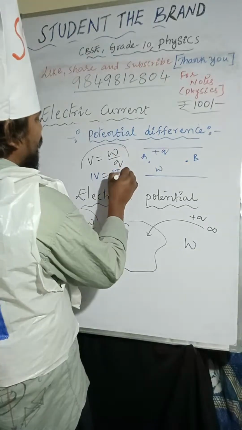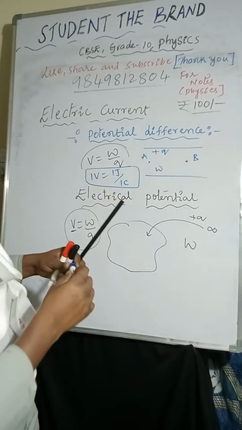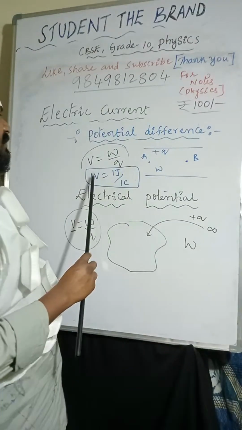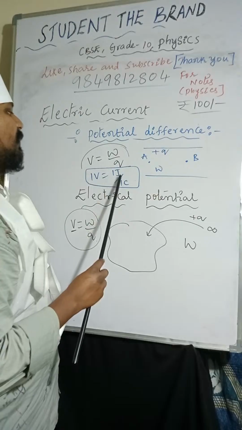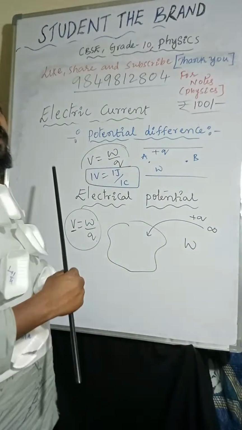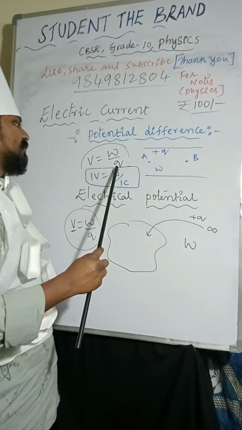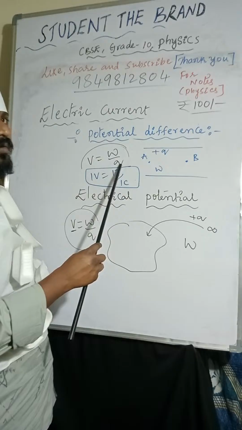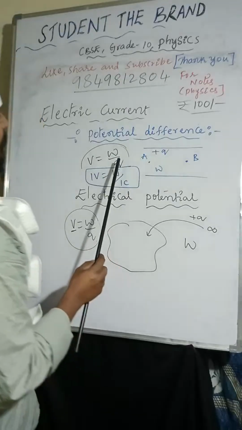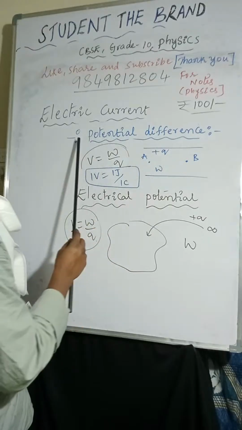SI unit of work is joule. SI unit of charge is coulomb. 1 volt is defined as 1 joule of work done to bring 1 coulomb of charge from one point to another point within the conductor. That is the definition of the SI unit of potential difference. So 1 volt equals 1 joule by 1 coulomb. V equal to W by Q. That is called potential difference.